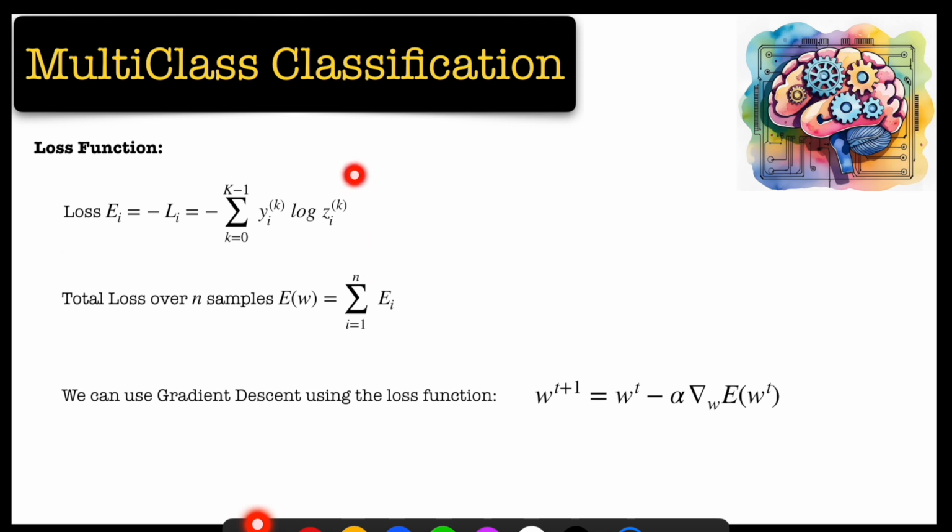So this is the loss function we found for Ei, that is, for any single sample. If we get the total loss over n samples, that will be E of W, the summation over i equals 1 to n. For all the data samples, we get the loss, and that loss we use in our gradient descent formula. We take the gradient of that and do our gradient descent updates to get the optimized value.